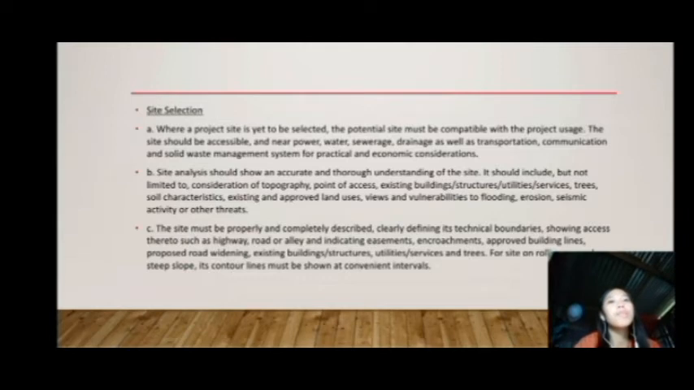For site selection, A. Where a project site is yet to be selected, the potential site must be compatible with the project usage. And for the site analysis, it should show an accurate and thorough understanding of the site. It should include but not be limited to consideration of topography, point of access, existing buildings or services, trees, soil characteristics, and etc. For C, the site must be properly and completely described, clearly defining its technical boundaries, showing access thereto such as highway, road, or alley.